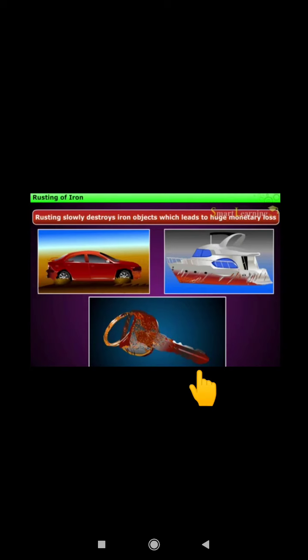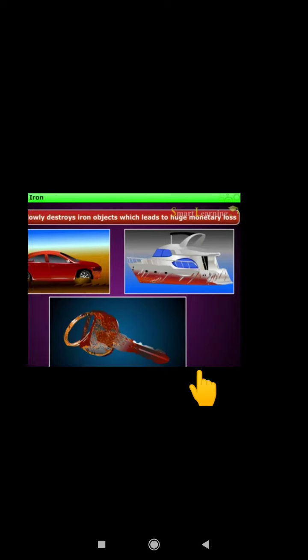Rusting slowly destroys the iron objects, which leads to huge monetary losses, which means money wise we will face losses, because iron material will get rusted when exposed to air and oxygen. We know that most materials are in direct contact with oxygen and water, and with these two they will get the deposition of a layer called rust.